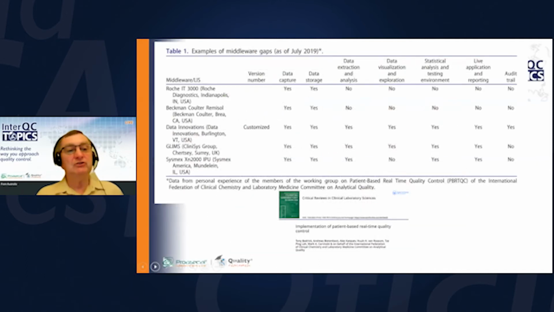And this is fairly old. This comes from an old paper now, and some of this has changed. But this shows you that different providers do in fact have some options available. So the suppliers have been thinking about patient-based real-time QC for a long time, and many of them have got some sort of algorithms in there. But in terms of the best middleware that's available, currently that's provided by Data Innovations, a software provider.